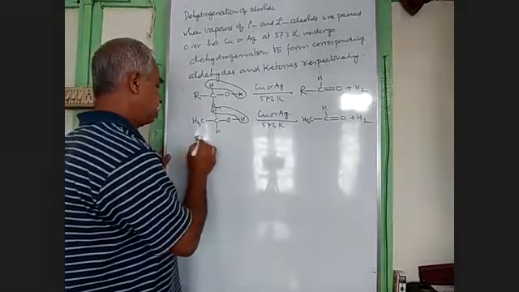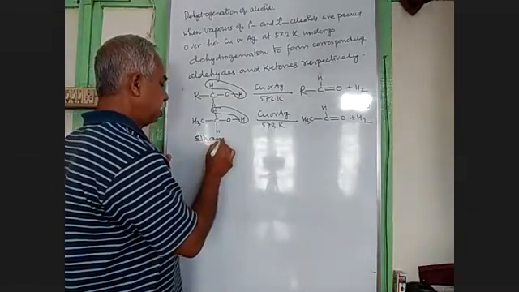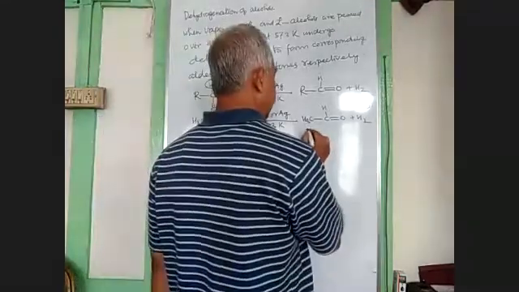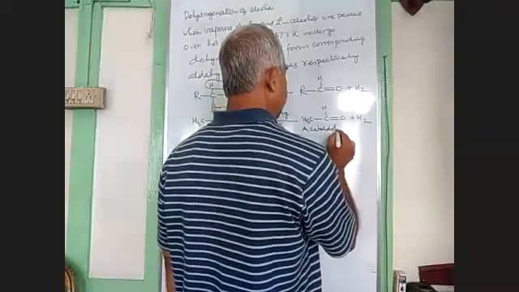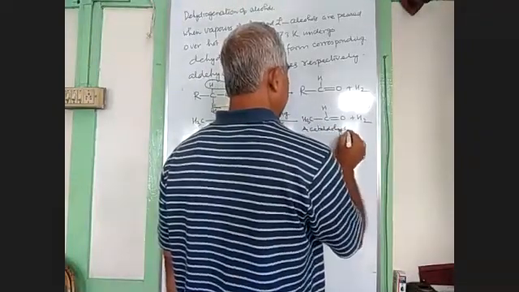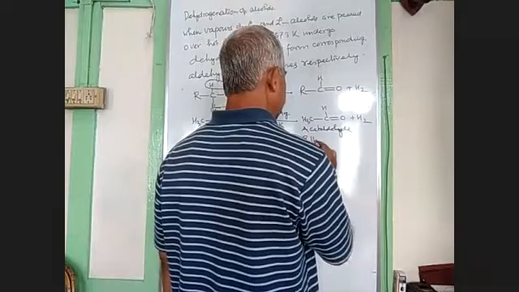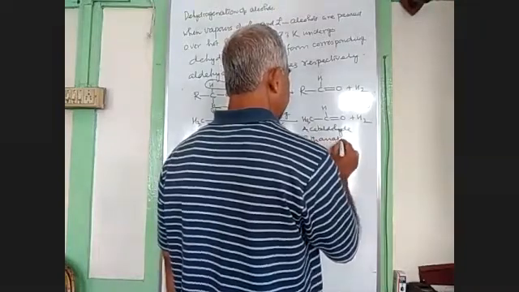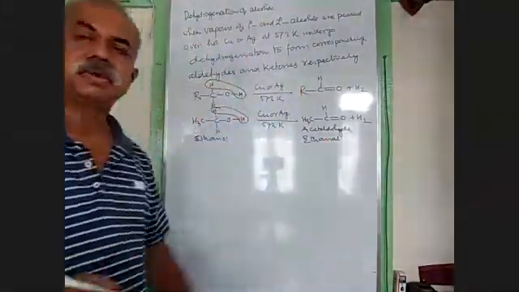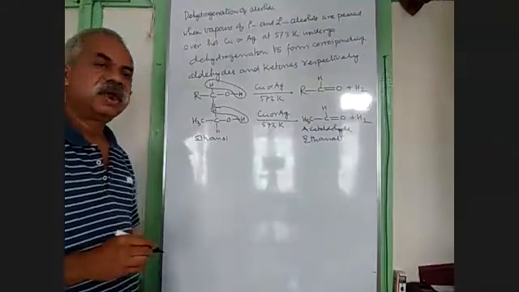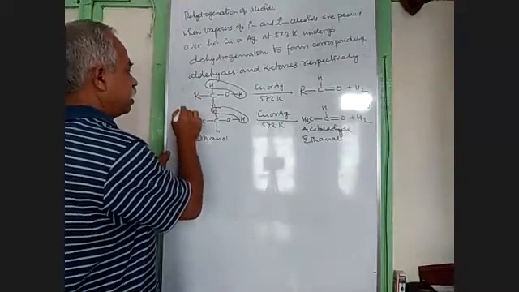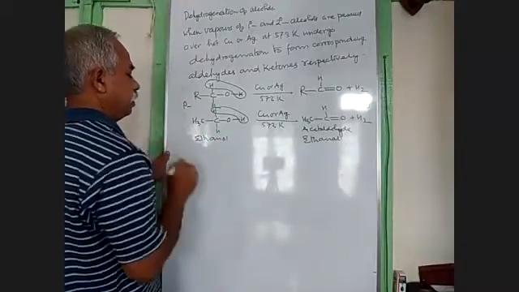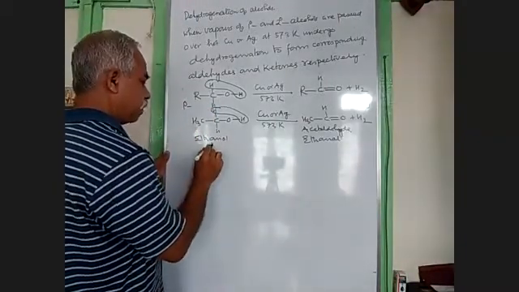So this is ethanol, and this common name is acetaldehyde, and IUPAC name is ethanal. So any primary alcohol will give you corresponding aldehydes. So this is for primary alcohol. Okay, I'll write here primary. Okay, this is also primary.